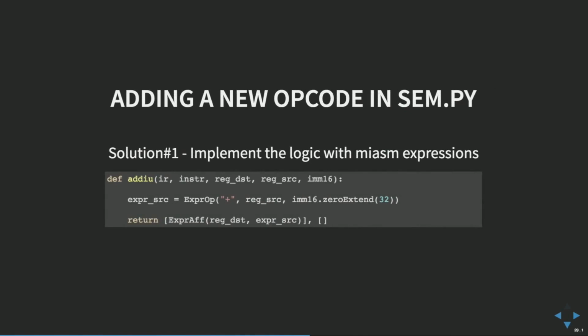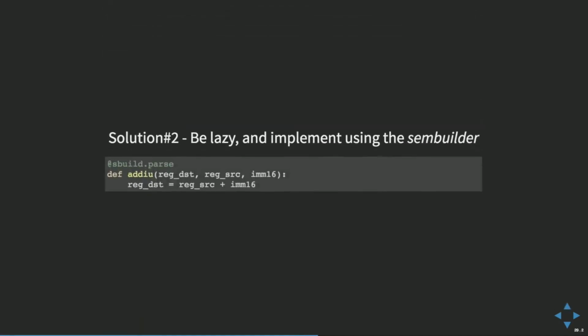So the idea is to implement the logic. The first solution is to go the hard way, and you will write a full and complete MySM expression. So here it's ExprAff to affect, and to specify add, and so on. It's a bit long, and obviously in order to implement add, that's too much. So what you can do instead is be lazy like me and implement the semantics using something they call the sem builder.